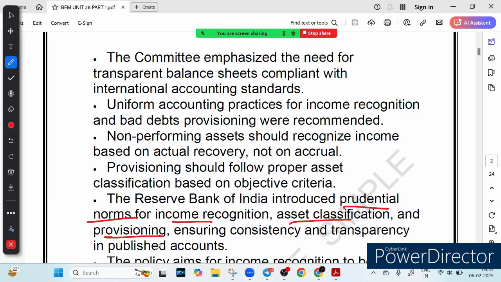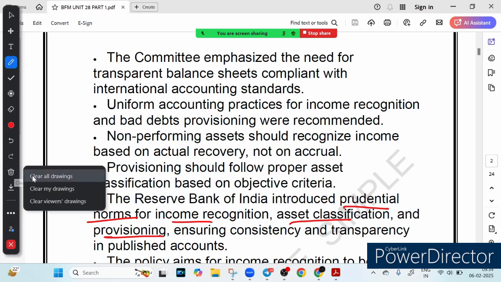What did we learn from this slide? The Narasimhan Committee of 1991 changed how banks classify loans and report income. Banks could no longer show fake profit, and prudential norms by RBI made reporting transparent and uniform across all banks. The focus shifted from assumed profit to actual recovery. Basically, this reform changed the way Indian banks operate. But how exactly do banks classify assets? Let's discuss now that you know the changes brought by the Narasimhan Committee reform in 1991.